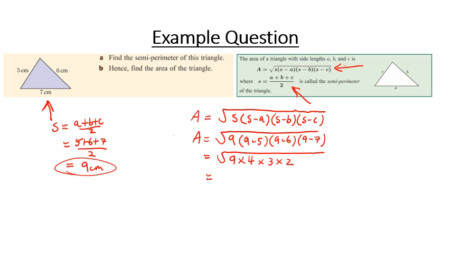And we can work that out on a calculator. 9 times 4 times 3 times 2 gives us 216. So that's the square root of 216. And that's going to give us an answer of approximately 14.7 centimeters squared.